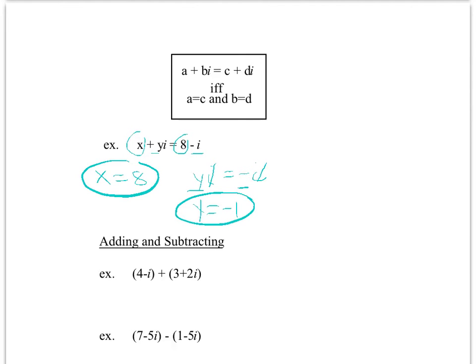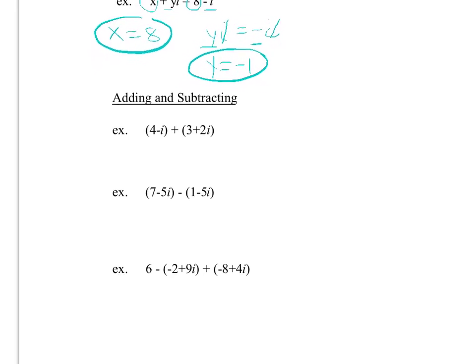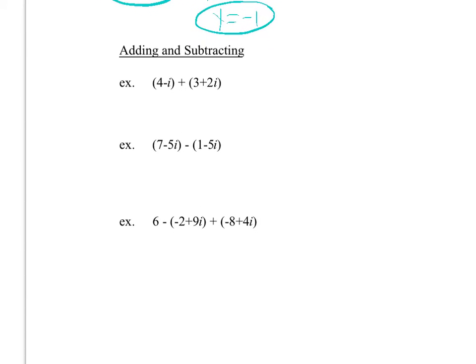All right, let's get to the actual good stuff here. Adding and subtracting. You're going to add and subtract just as if these were x's and y's. Adding's real easy because you just add your like terms. We have 4 plus 3, that's 7. And then we have negative i plus 2i, that'd be plus 1i. We still have 1i left.